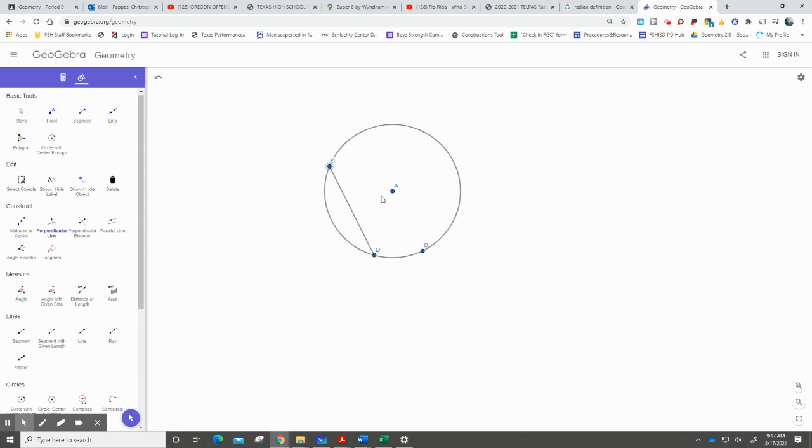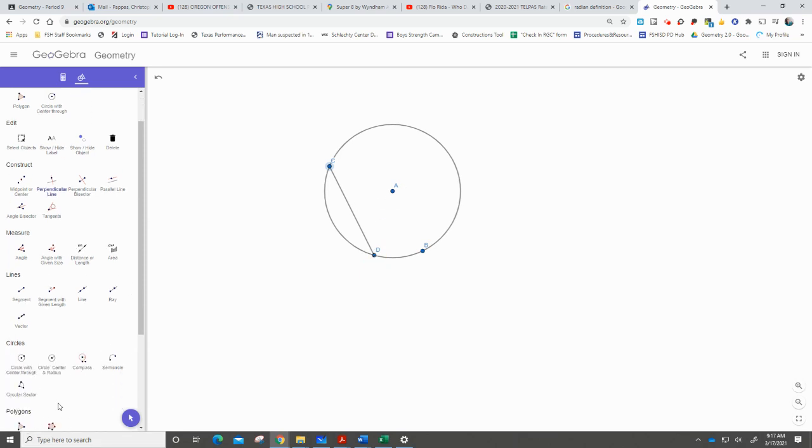To CD. Hang on a second. Perpendicular line. So select point. So we're going to go through point A.